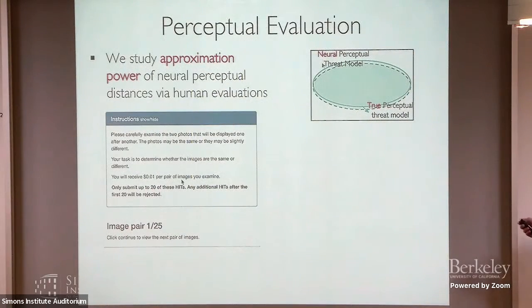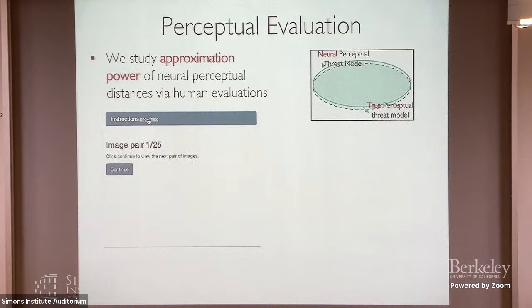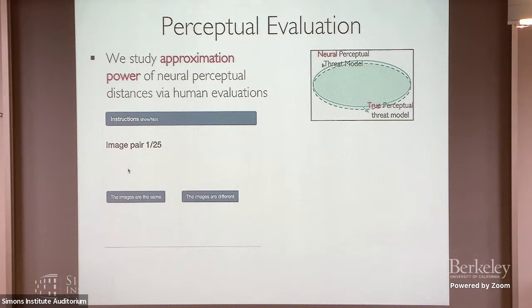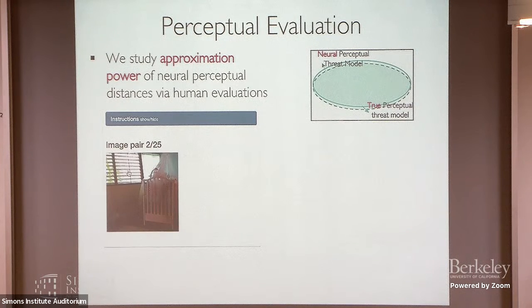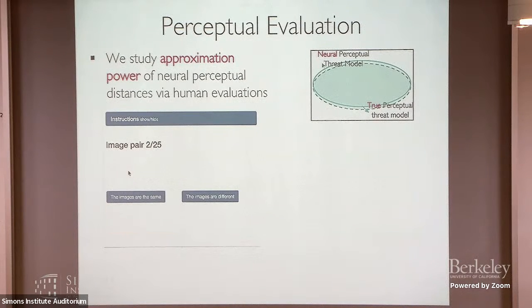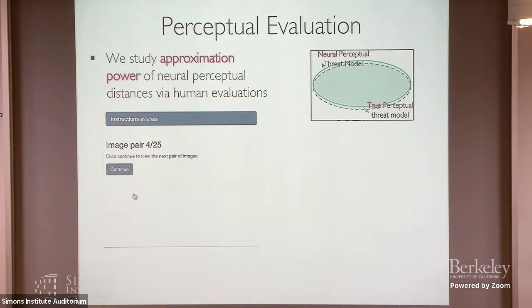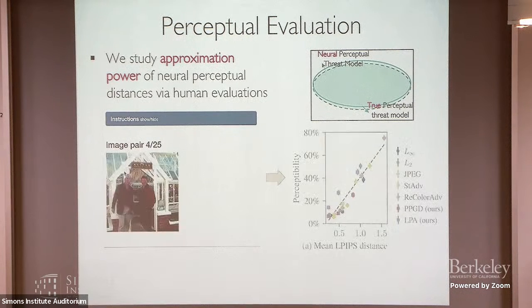Okay, so I started this part by claiming that we have a good approximation of the set of imperceptible adversarial examples. But how can we verify that? So we do a mechanical turk study. What we do is we show pairs of examples, clean and adversarial, to users and ask them if they can notice the change or not. If the change is imperceptible, then probably they won't be able to tell the difference. If the change is perceptible, they can tell the difference.